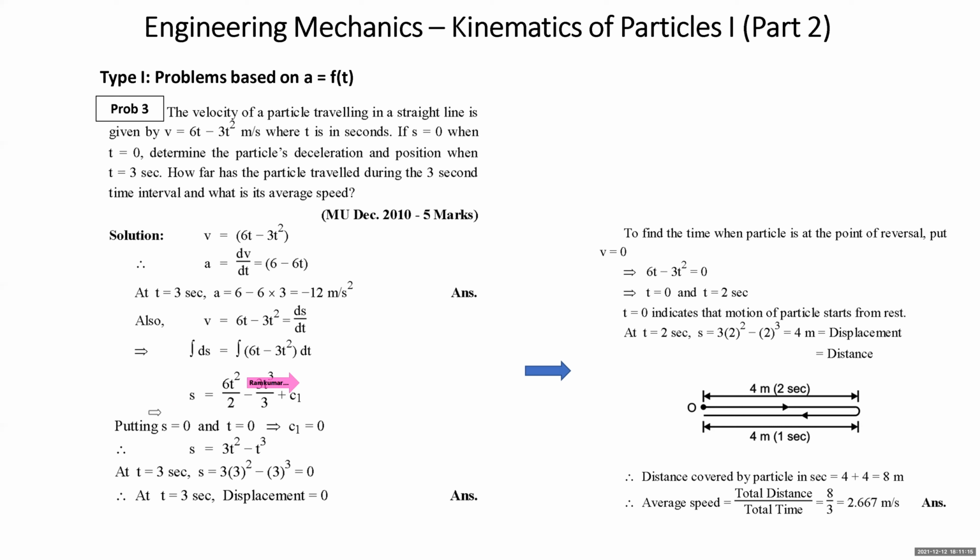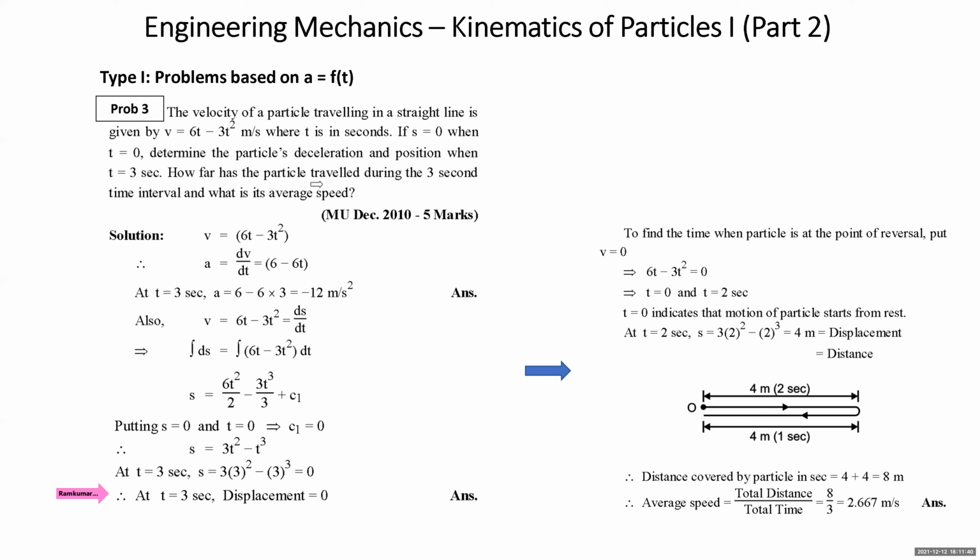Now we'll put the boundary condition. What are the boundary conditions? He has given S is equal to 0 at T is equal to 0. If you put S and T as 0, you get C1 as 0. So the X displacement expression comes like this. At T is equal to 3 seconds, he is asking for displacement. So we substitute T is equal to 3 seconds in this expression, which comes out to be 0. That means at T is equal to 3 seconds, displacement is 0.